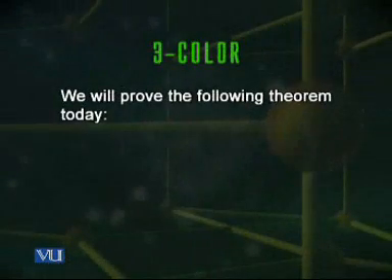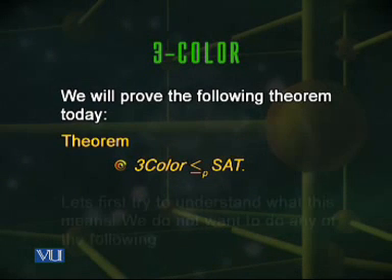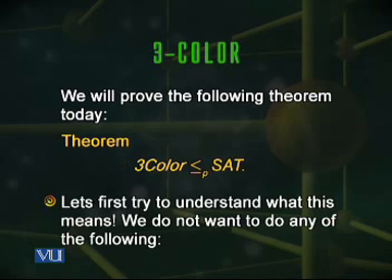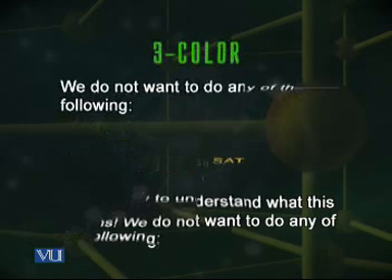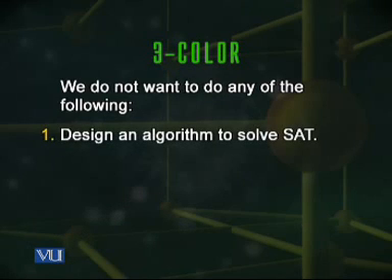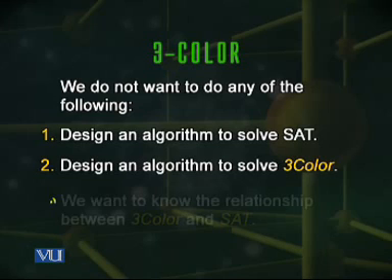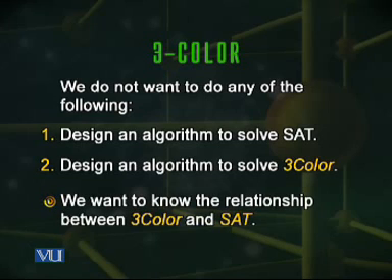So we will prove the following theorem today. The theorem says that 3-color is polynomial time reducible to SAT. Let's first try to understand what this means. We do not want to do either of the following 2 things. We do not want to design an algorithm to solve SAT. We do not want to design an algorithm to solve 3-color. What we want is to establish a relationship between 3-color and SAT.